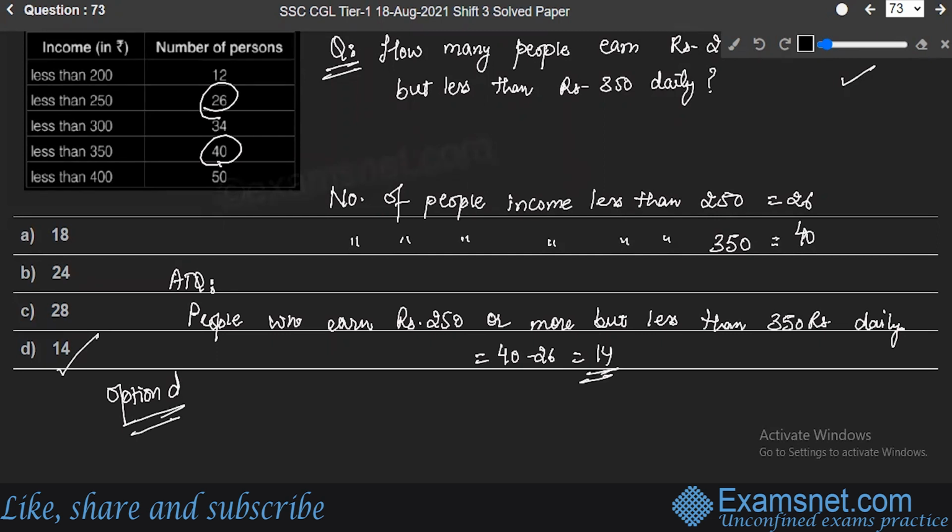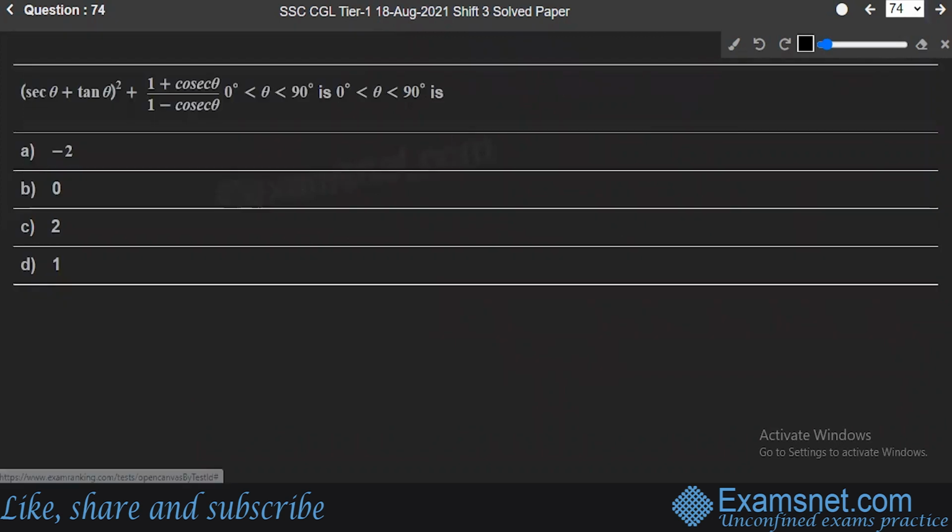Let's move to the next question. 74. So this is a trigonometric question. In this question, you have to find the value of (secant theta plus tan theta) whole square plus the given expression, where theta lies in the first quadrant, that is between 0 and 90 degrees.